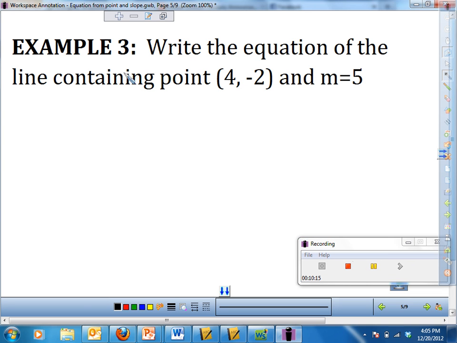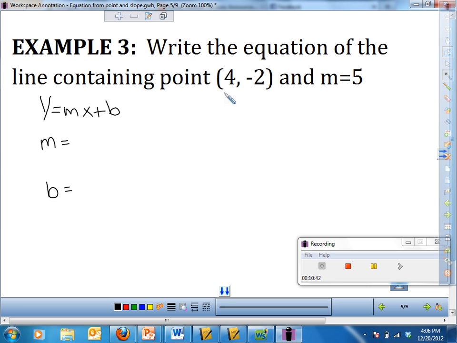Alright, we're going to do one more example. So again, it says write the equation of a line containing point 4, comma, negative 2, and then m of 5. So the first thing we want to do is write out our equation. We know our equation is going to look like y equals mx plus b. And we know that we need two things in order to write that equation. Number 1, we need m, and number 2, we need b.